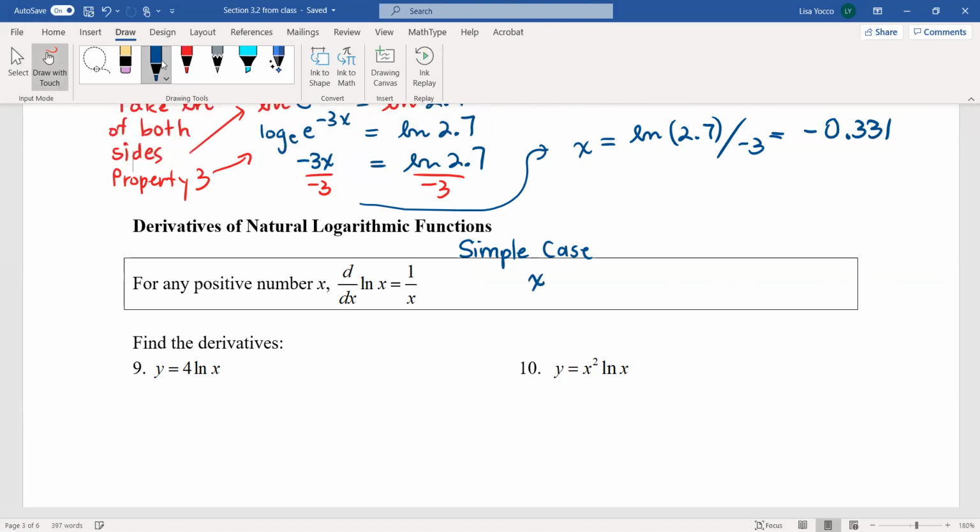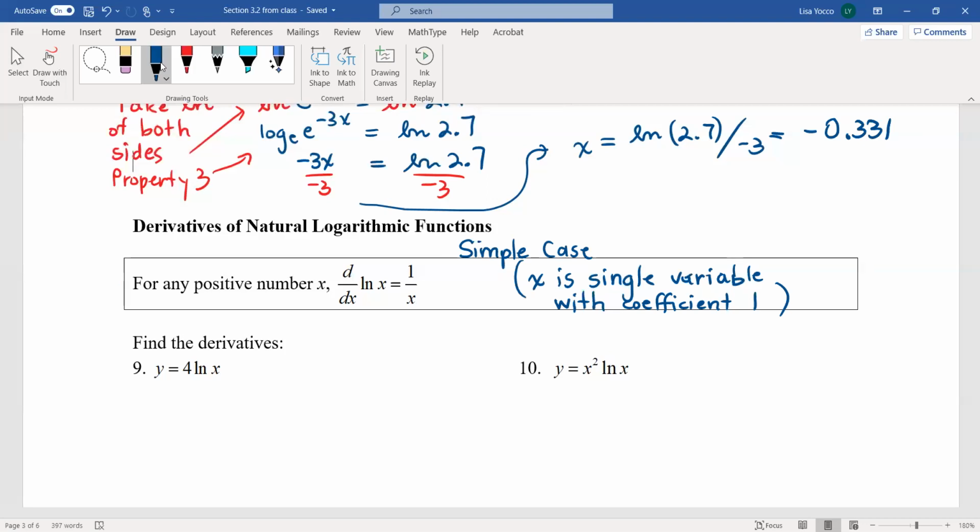Like I said, this is where x is the single variable, I guess I should add in there with the coefficient of 1. So just x, nothing else, or whatever the variable is. That's our simple case.